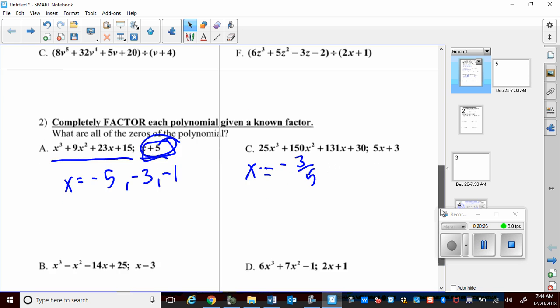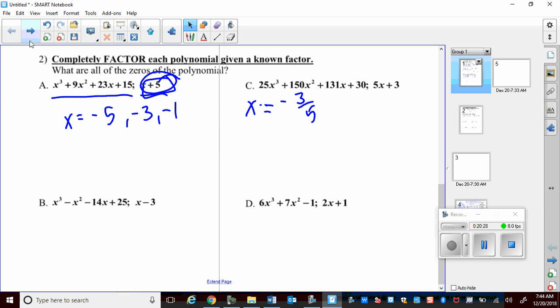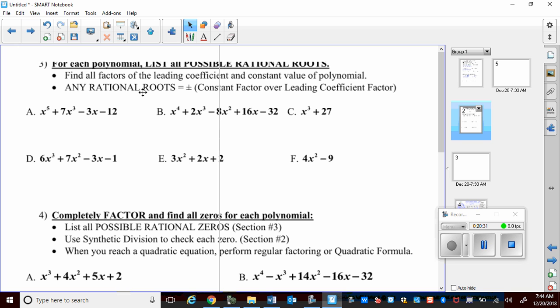So, tell you what, just do the first page and synthetically divide and turn that back in.